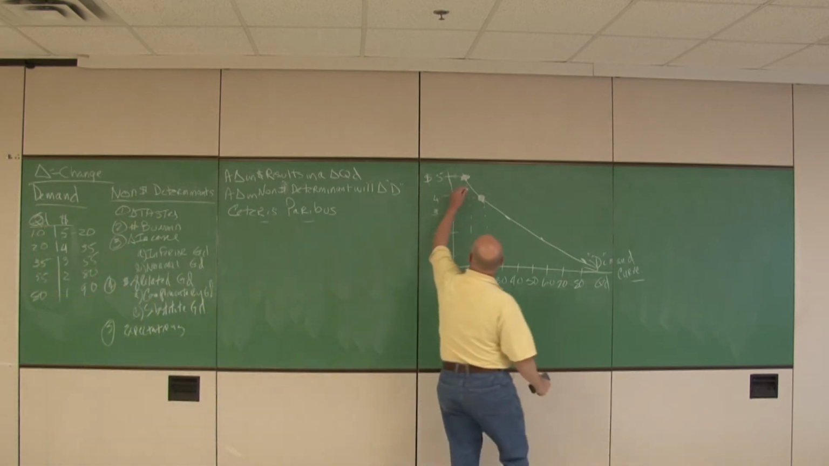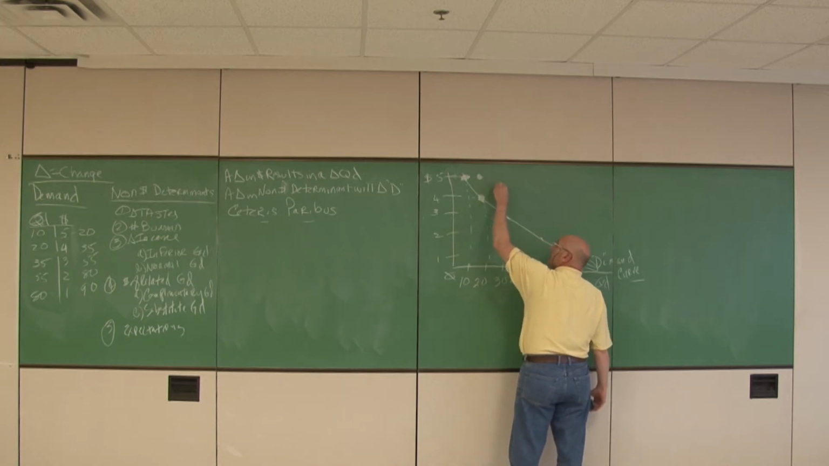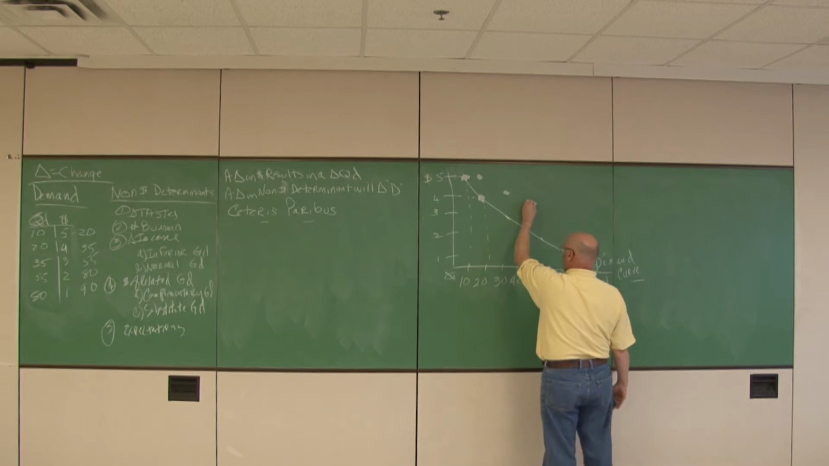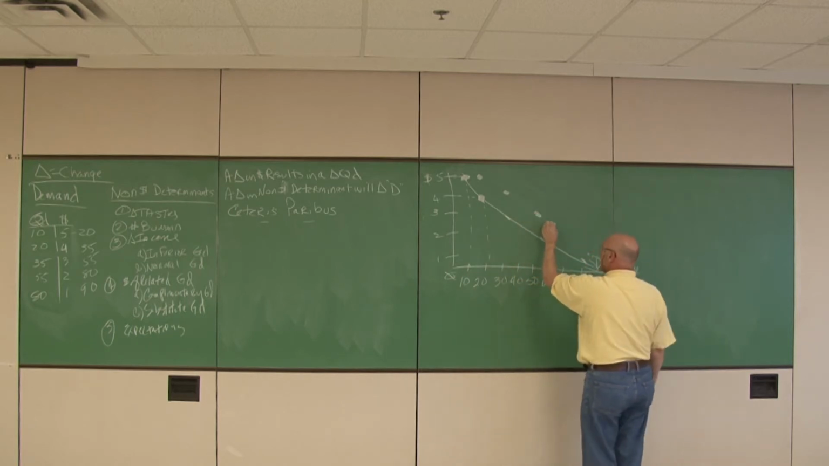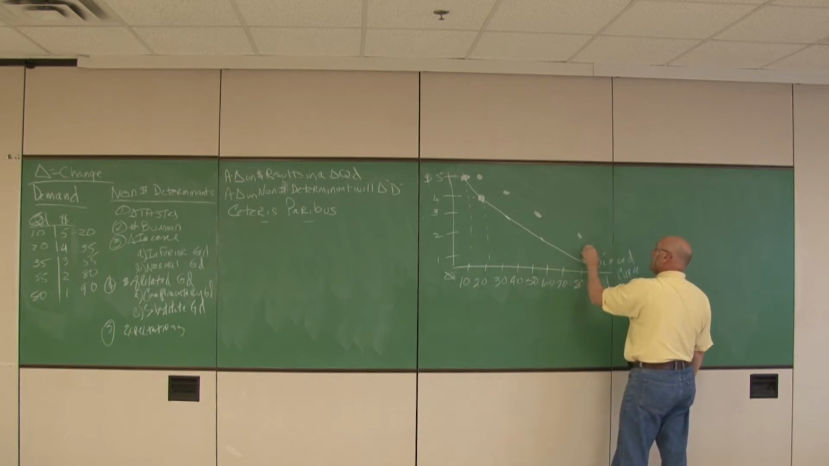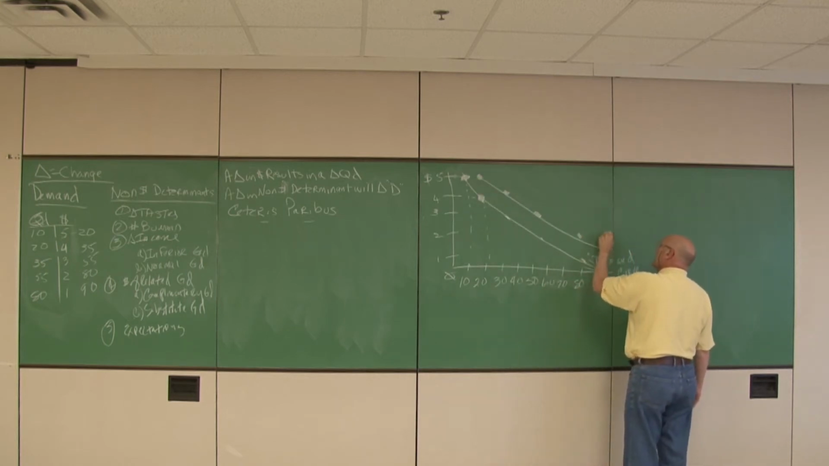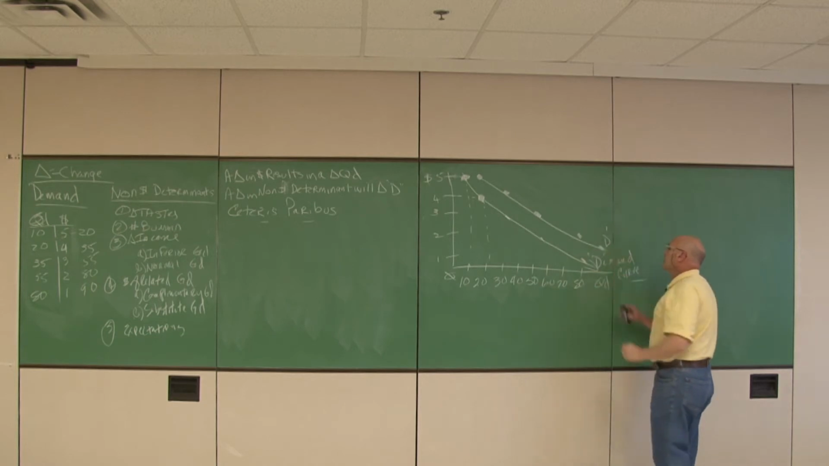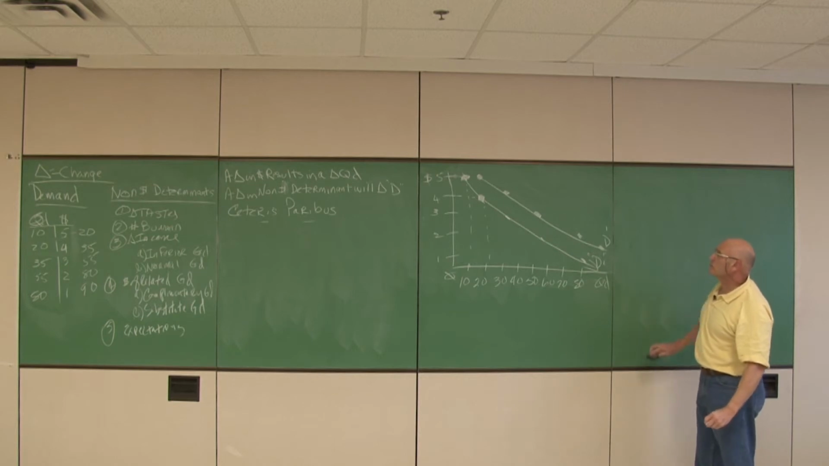So therefore, at $5, I now buy 20 units. At $4, I now buy 35 units. At $3, I now buy 55 units. At $2, I now buy 80, and at $1 perhaps 90. And in this situation, I have a new demand curve, and I'm going to call this D prime to distinguish it from my original demand curve.